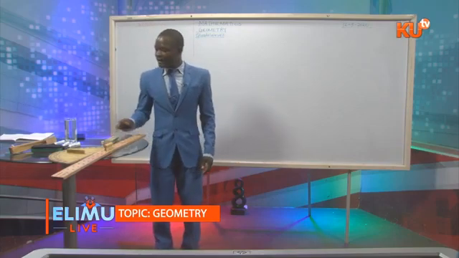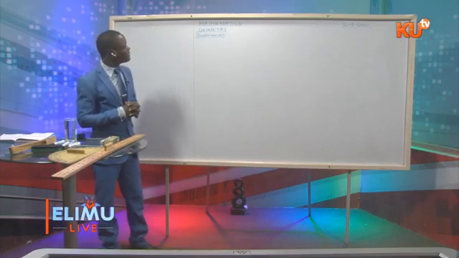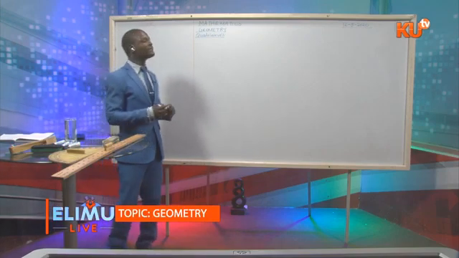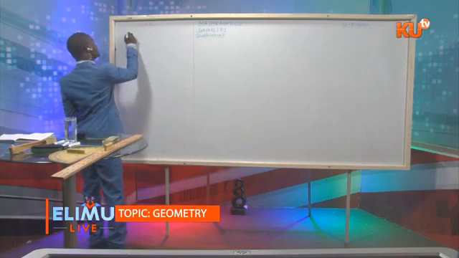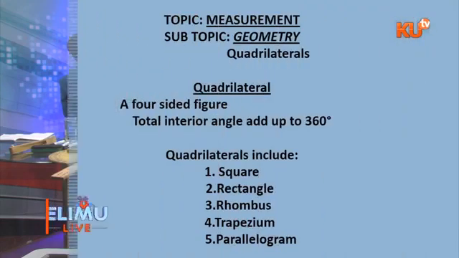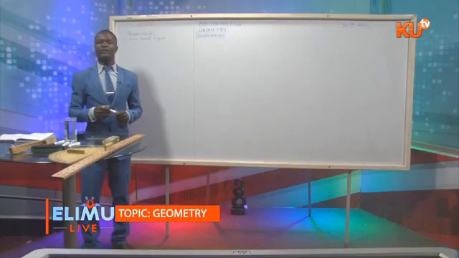Now, starting with quadrilateral, we'll first take you through what it means. Quadrilaterals are just four-sided figures. A quadrilateral is a four-sided figure. Any figure that has got four sides is called a quadrilateral.